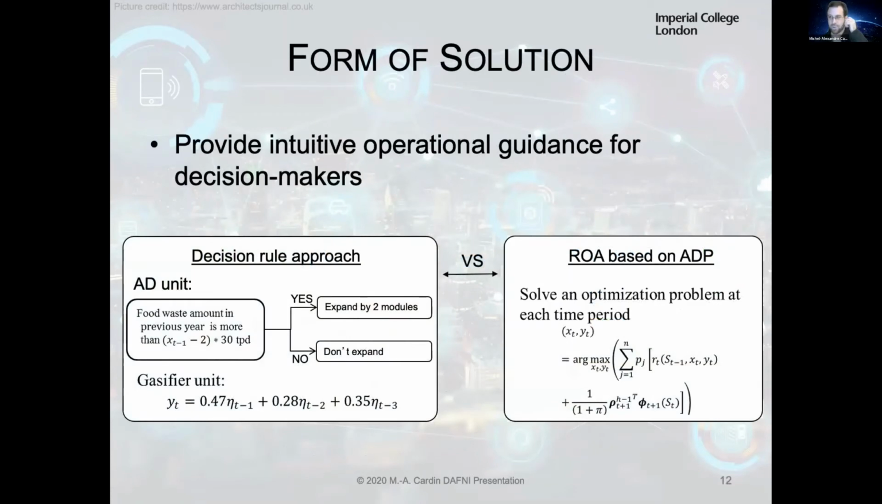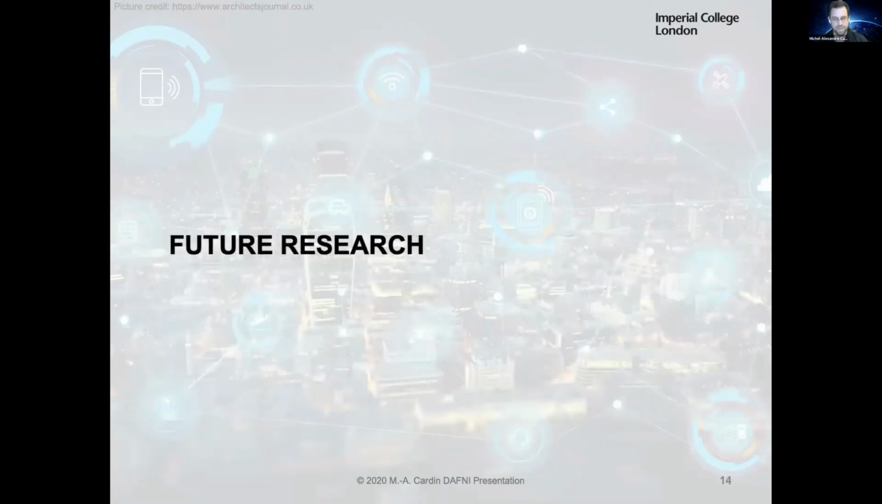And that's one example here of an intuitive decision rule: if the food waste amount in a given region reaches a certain level, then you expand, otherwise you don't do anything. So that's one method that's driving a lot of the research that I'm doing.